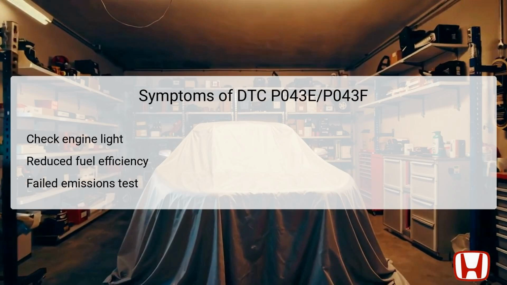Symptoms associated with DTC P043E and P043F can vary, but often they include a recurring check engine light, which serves as an early indicator of malfunction. Drivers may also experience reduced fuel efficiency, as the vehicle's engine may work harder to compensate for the irregularities in the EVAP system. Furthermore, the vehicle could potentially fail an emissions test, which should not be overlooked, as it could lead to additional legal or financial consequences.